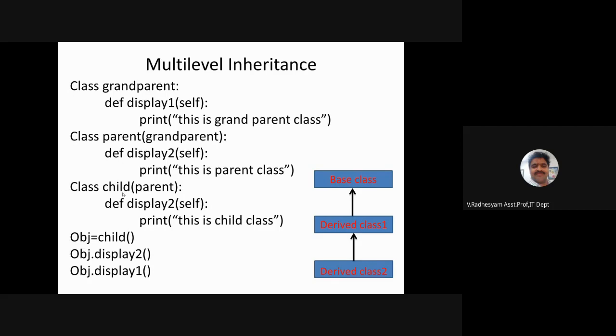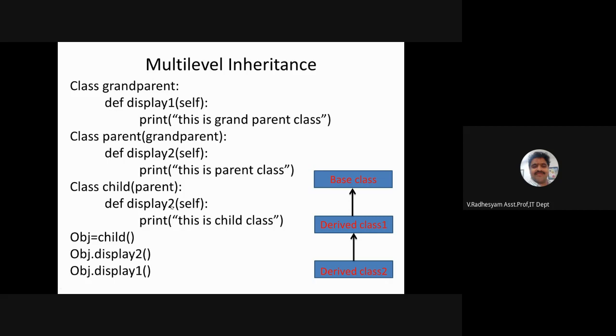What is a multi-level inheritance? We can create an object for a child class. That's why here you see the statement obj is equal to child. I have created an object for the child class. But obj dot display 2 I can use, obj dot display 1, and obj dot display parent. Using an object of the child class, accessing the functions of the child class is not a surprise.